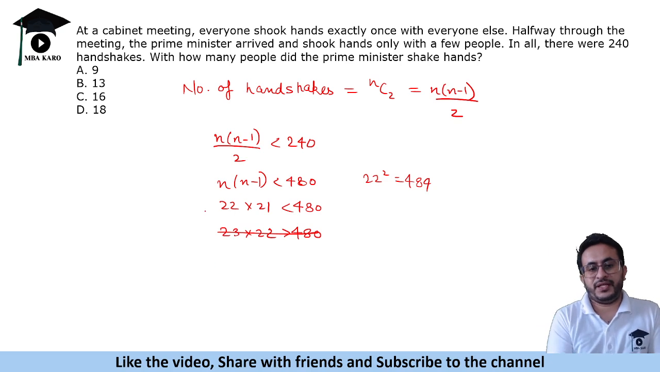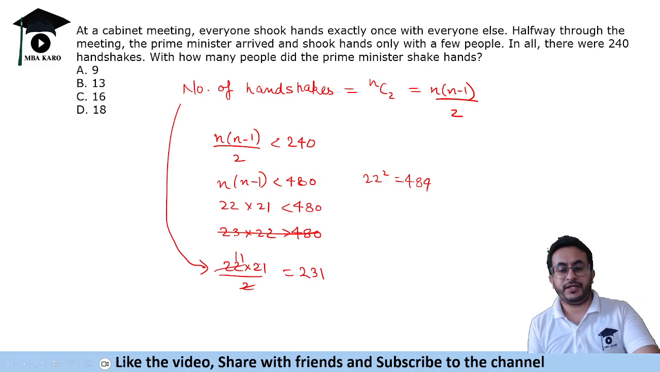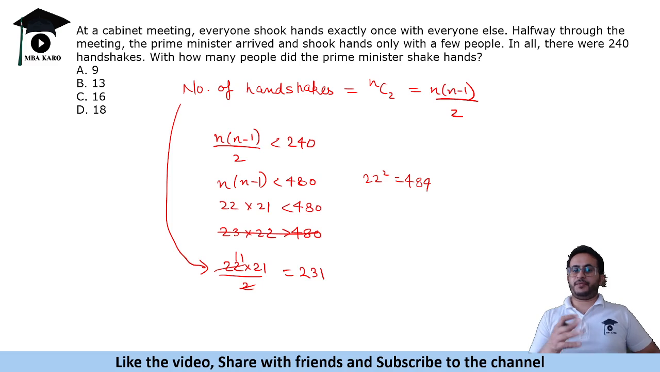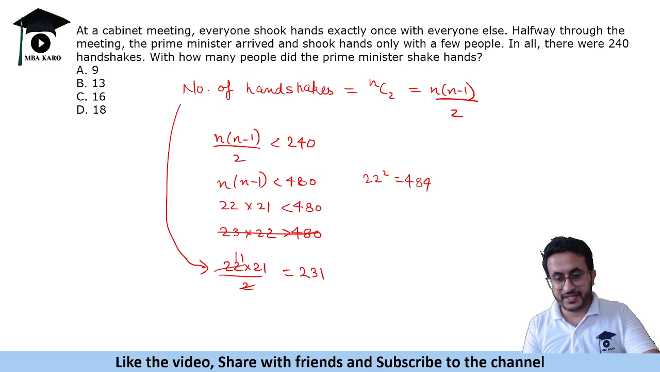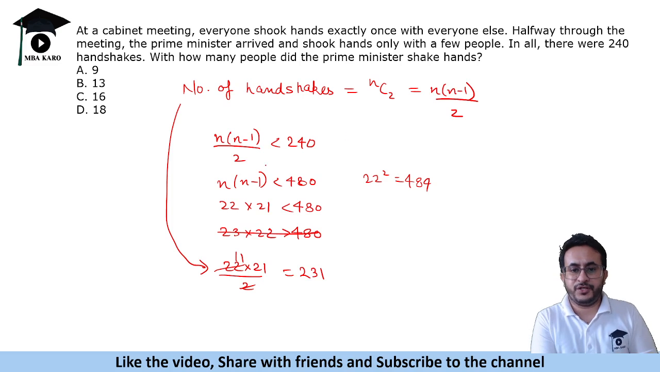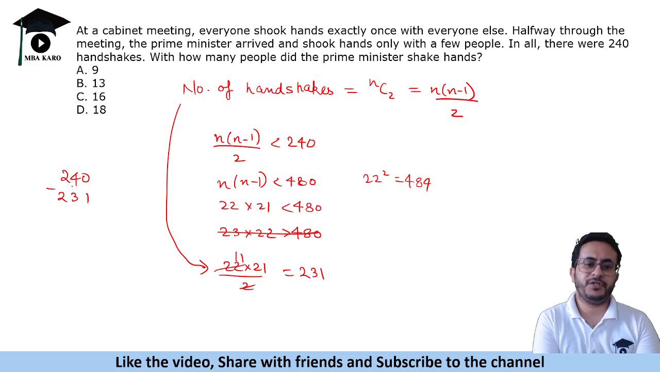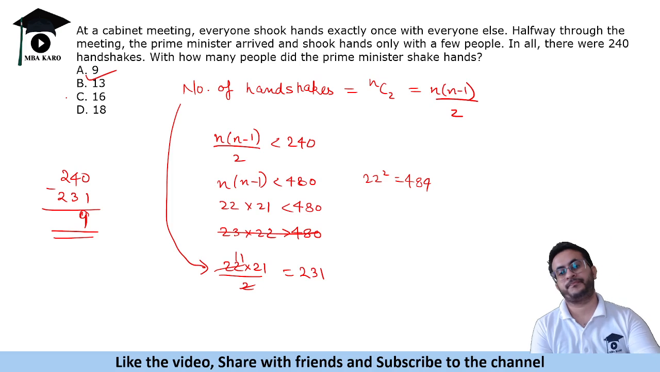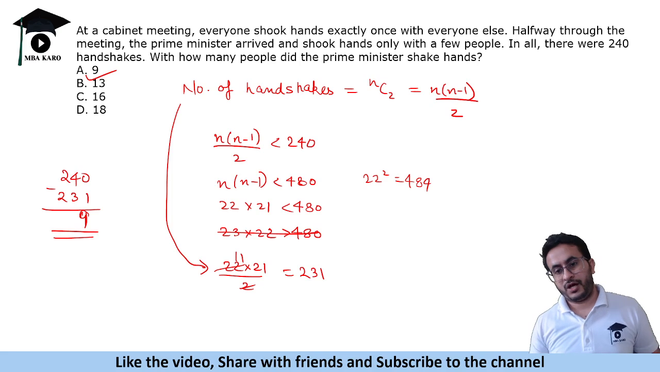If n is 22, then the number of handshakes will be 22 into 21 by 2, which is 231. Now 231 handshakes are among the people present in the meeting. Some people shook hands with the Prime Minister. There are 240 handshakes in total and 231 among the members who are present. So that means the Prime Minister shook hands with 9 persons. Okay, so the concept of handshakes is nC2, the selection of 2 people out of the given n people.